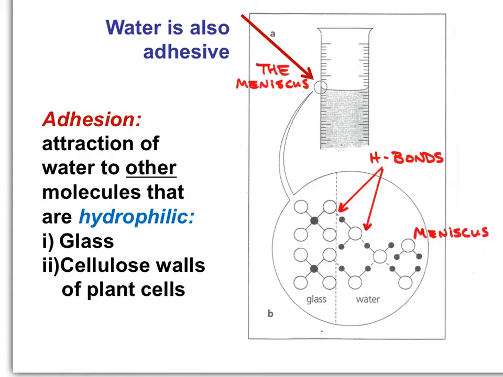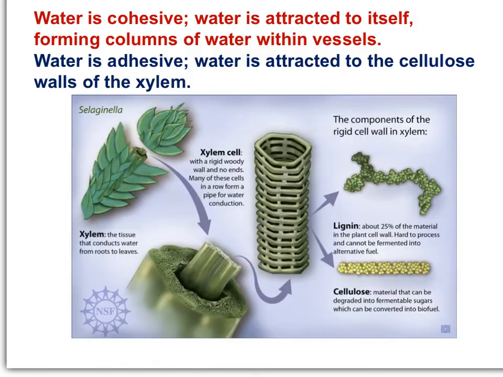Remember that water is adhesive to other polar molecules. Water is attracted to glass, as can be seen here. Water is also attracted to the cellulose walls of plant cells. The stems of plants have vessels within which water forms long columns. Water is cohesive, attracted to itself, and water is adhesive, attracted to the cellulose walls of the xylem. These forces, the cohesion and the adhesion, support water's movement from the roots to the leaves of trees.